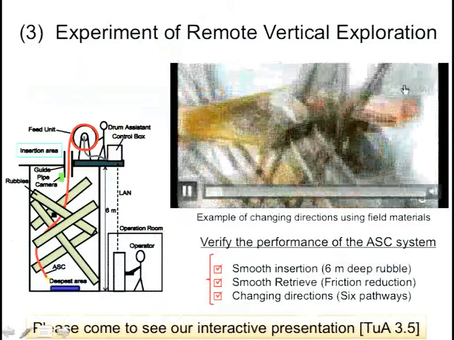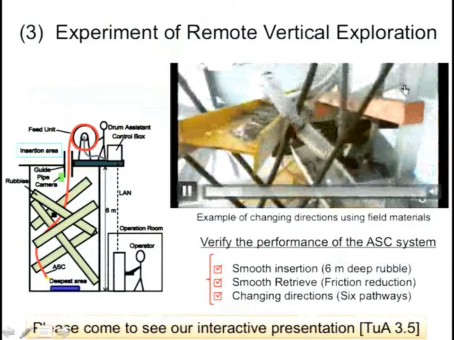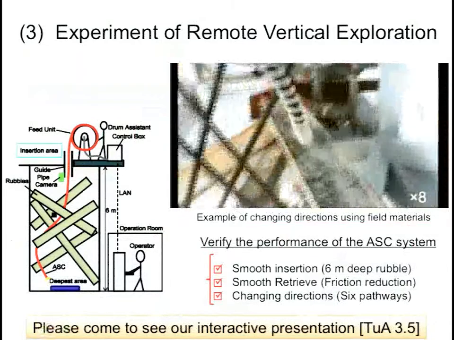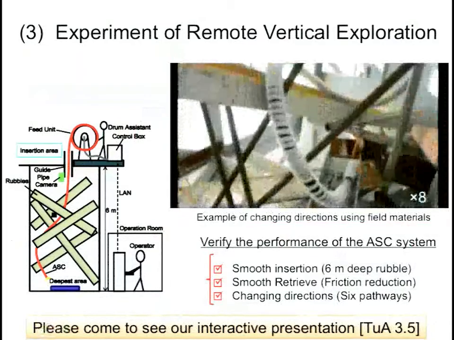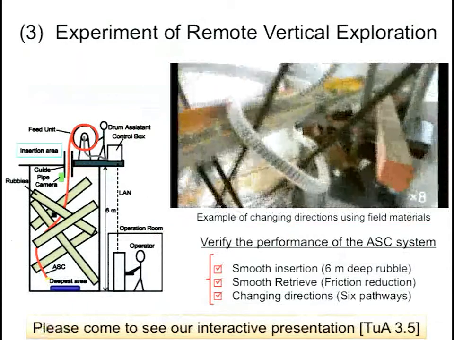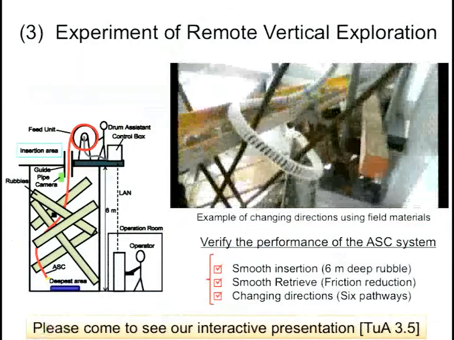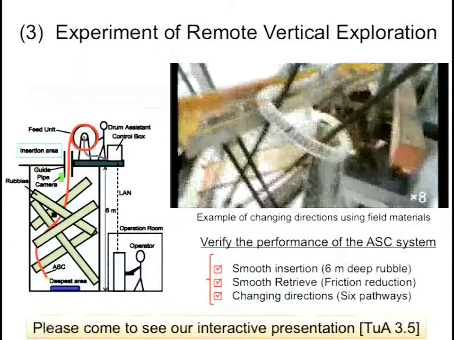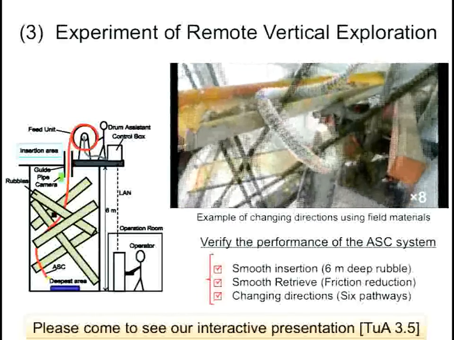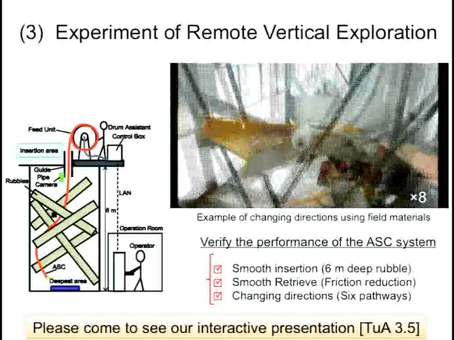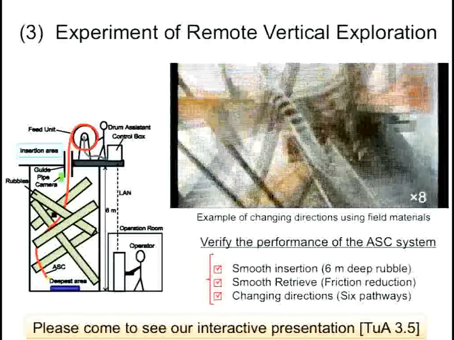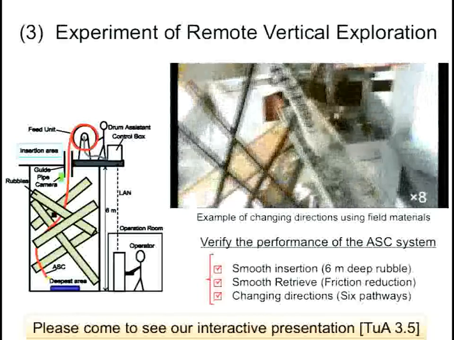Finally, we conducted the experiment for the vertical exploration at the simulated collapsed building to confirm the feasibility of the proposed system. The active scope camera was inserted with a field unit using a rotating drum controlled by the remote operator. As shown in the video, the proposed system could explore into the deep area by changing directions. We successfully confirmed the necessary capabilities of smooth insertion, retrieval, and changing direction with the head bending mechanism.